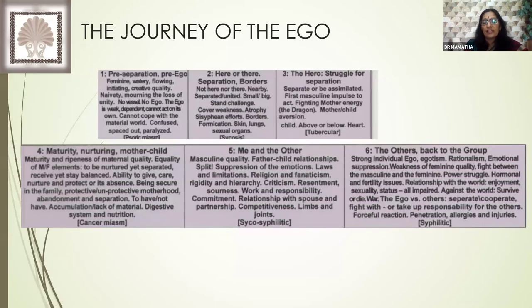The others: the sixth column is me and the world. It's not just the society, it's the larger group of people. The others, back to the group. Strong individual ego, you will see. If the person belongs to this sixth column, if he has developed up to this column, we call it equivalent to the king series of the elements. So strong individual ego, egotism, rationalism. They are mainly from the head. Generally they suppress their heart and act according to their head.